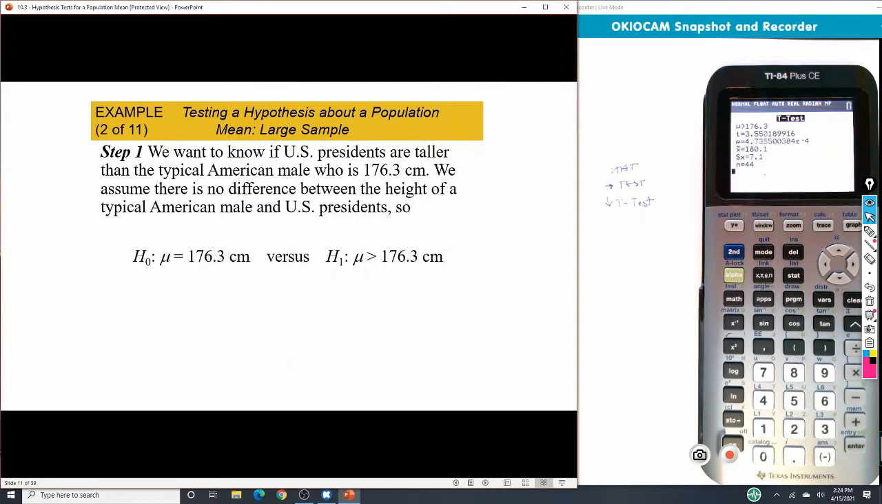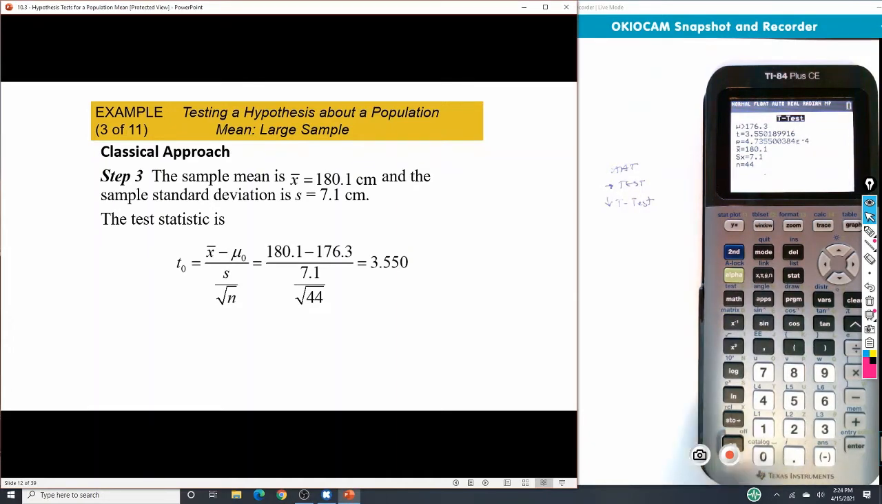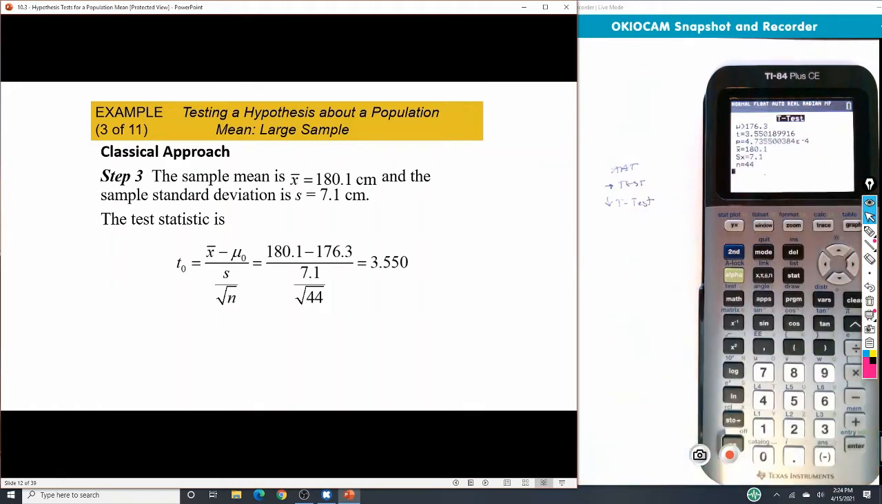All right, so we go through here again. We said that we're comparing those things. We picked out greater than 176.3, just as it said, and we want to pay attention to the details here. So we can see the t-value. They did it by hand there, but they got 3.550. Well, so did we. We got 3.550.